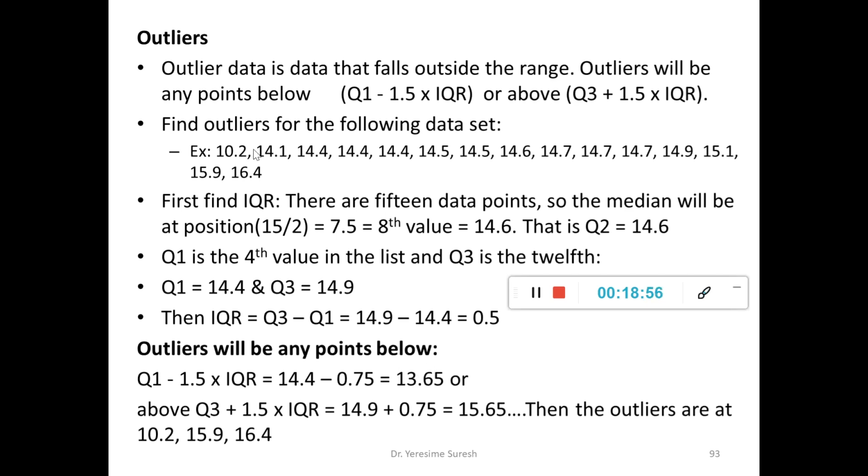13.65 is not there, but still any values below 13.65 is 10.2. I have written 10.2. That is with respect to the lower bound. What is above the point Q3? Q3 I have found to be 15.65. Above 15.65 I have 15.1 here. Above 15.65 are 15.9 and 16.4. This is how outliers will help me to find data objects below the given box plot and above the given box plot by using these two formulas. This is with respect to your outlier analysis.